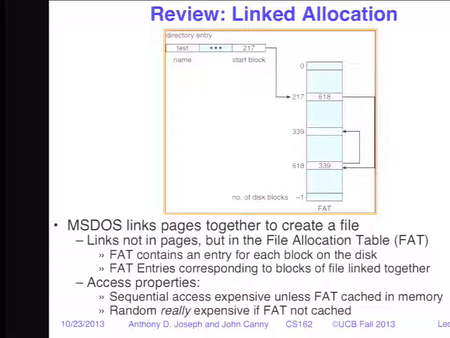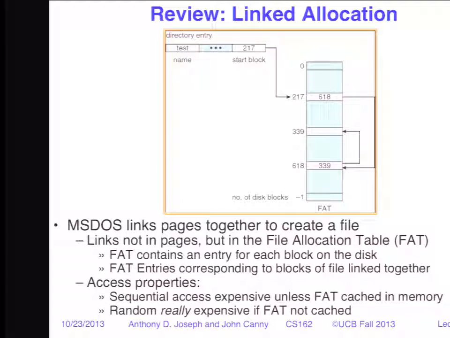We have a file allocation table that contains one entry for every single data block that we have on the device. And we create a file by linking from the directory entry. The directory entry basically contains the ID of the first block. And then that entry in the table contains the ID of the next block. And that entry contains the ID of the third block, and so on and so forth. All right? So that's how we link things together. The links are stored in the file allocation table, not in the actual data blocks.